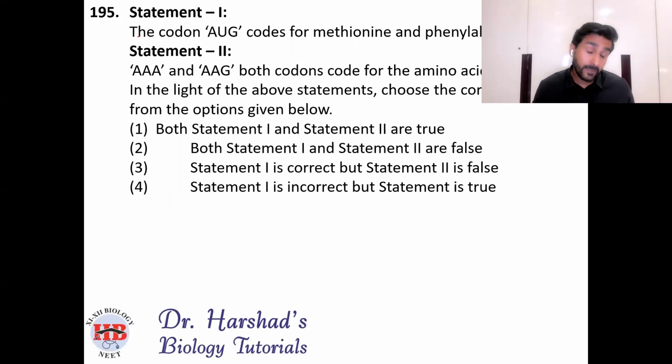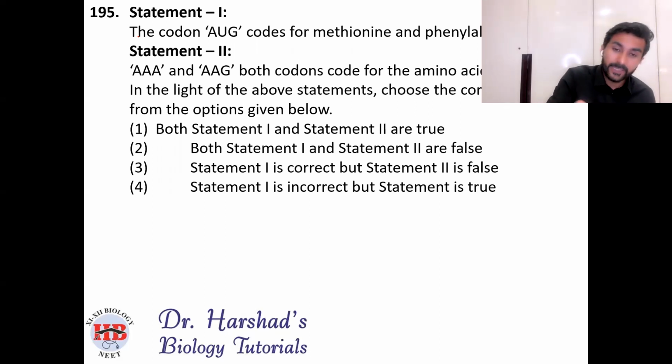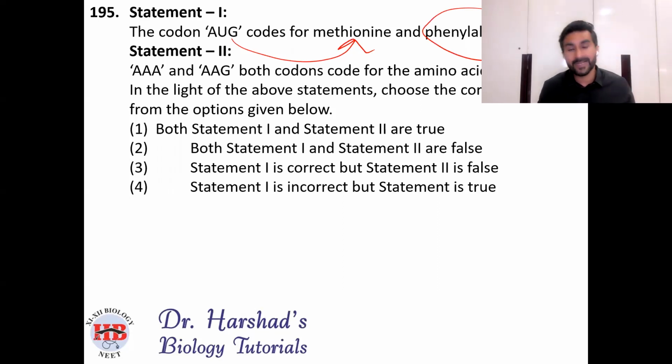This is again a question which many of you wouldn't have expected because it comes from the table of the genetic code. The first statement says that codon AUG codes for methionine and phenylalanine. Wrong. AUG codes only for methionine. Phenylalanine is coded by UUU, not by AUG. So the first statement, of course, is a false statement.